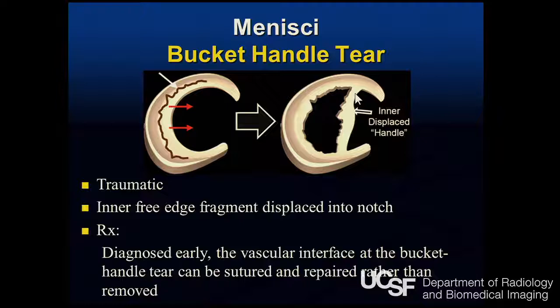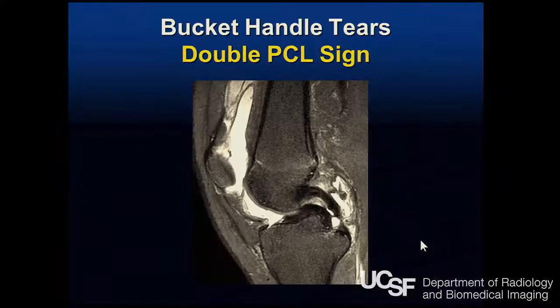So rather than having to resect this huge piece of meniscal normal tissue that's just been torn off the remainder of the meniscal tissue, this can be repaired. And that's really critical, and why we pick up a phone and talk to the surgeon when we see something like this, so they can bring them in for surgery sooner.